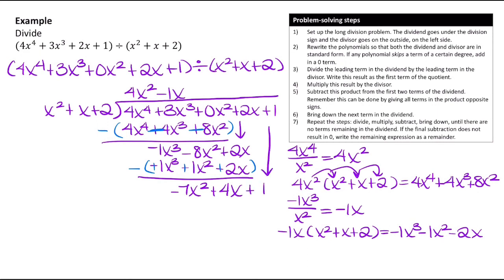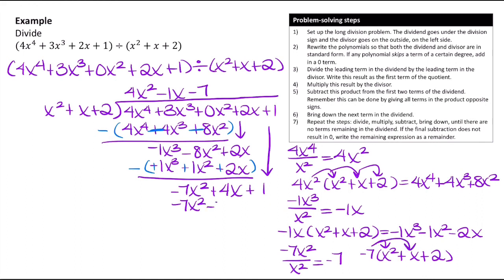So now we do negative 7x squared divided by x squared. So that's going to be negative 7. So we write negative 7 up here. And then we're going to take that negative 7 and multiply by x squared plus x plus 2. So negative 7 times x squared is going to be negative 7x squared. Negative 7 times x is going to be minus 7x. And negative 7 times 2 is going to be minus 14.